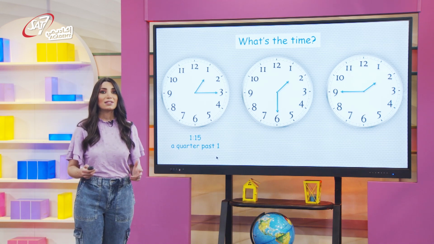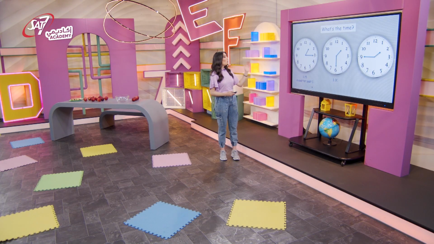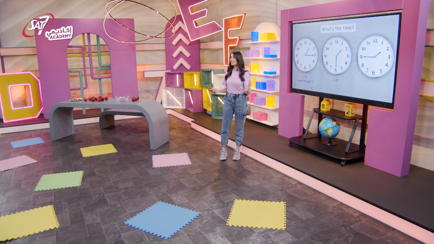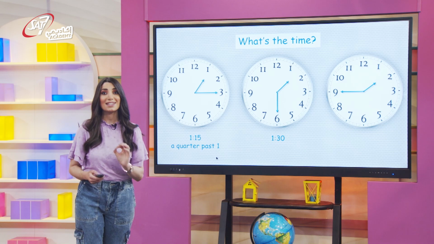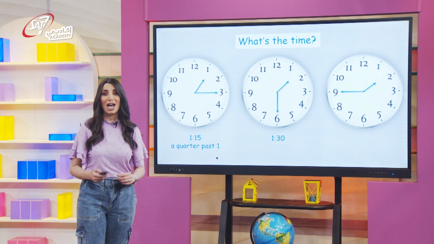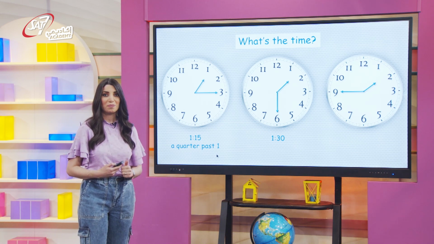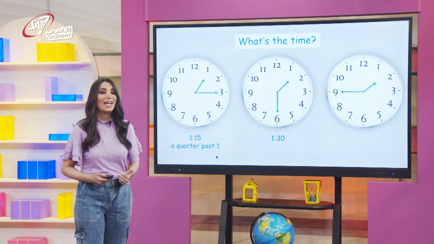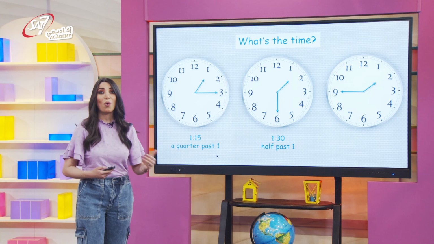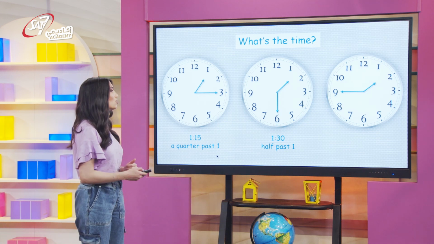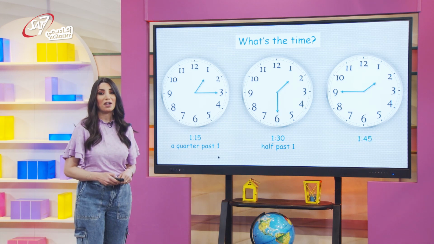The second clock says 1:30. The minute hand is pointing towards 6. So how much of an hour passed after 1 o'clock? Half an hour. So what's the time? It's 1:30. The last clock shows 1:45.